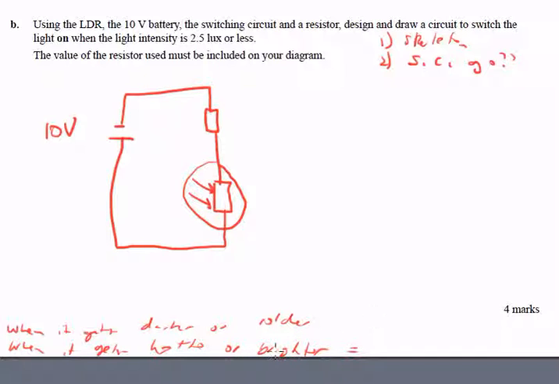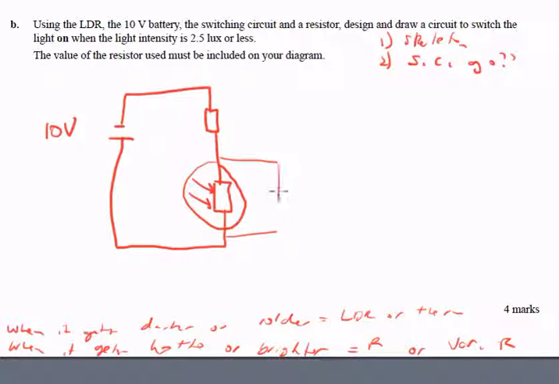In this case, it's getting 2.5 lux or less, so this is getting darker, and this one always goes on the LDR or the thermistor. This one, when it gets hotter or brighter, goes on the resistor, or sometimes they have a variable resistor. So it's getting darker or colder, so the switching circuit goes on here.